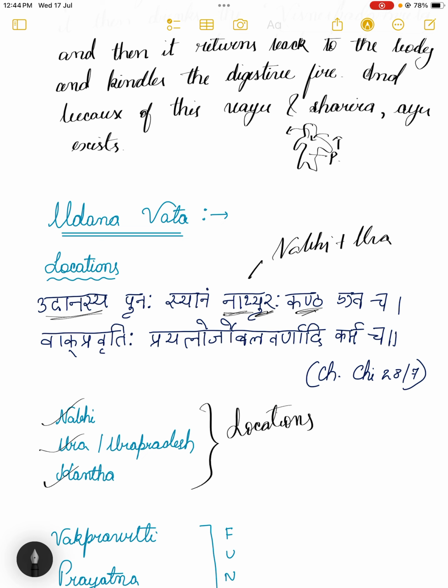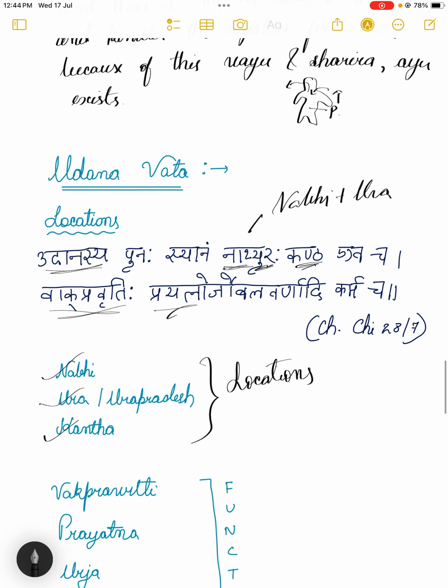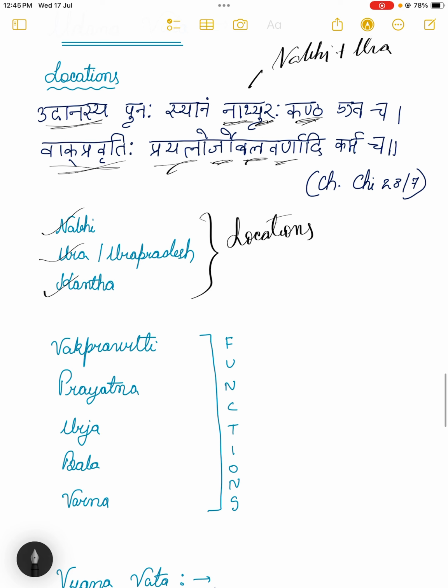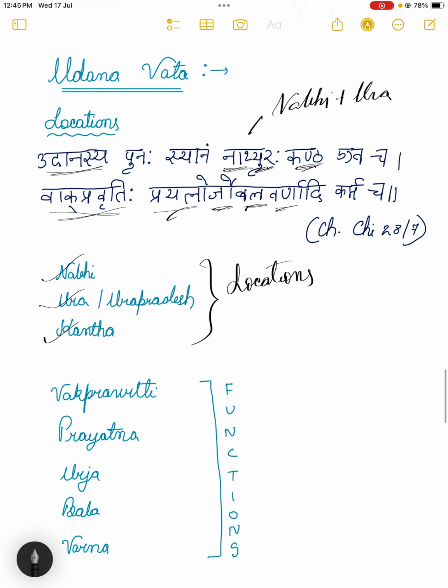However, in the second line, that is Vak Prabritihi Prayatno, then Urja, Bal, Barna, Adi, Karmacha, these are the functions of Vat, or especially what Vat? Udan Vat.